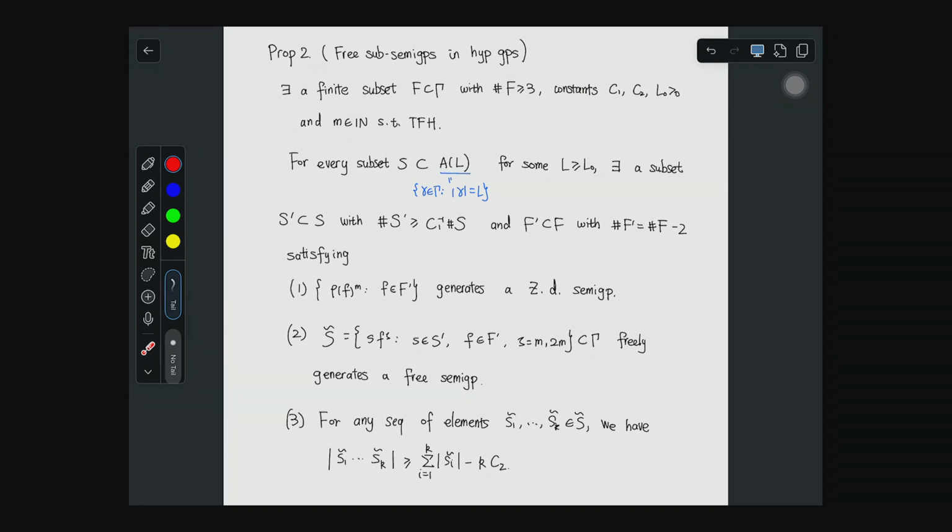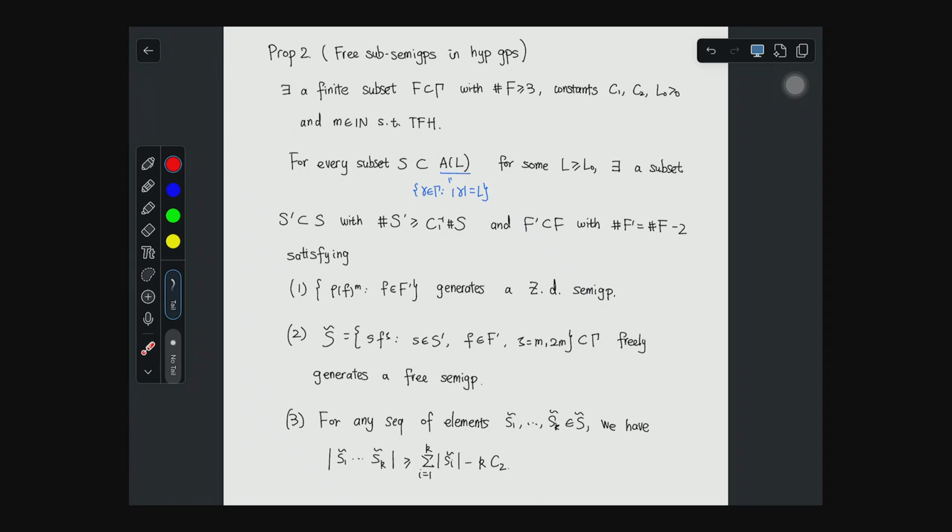So the point is that first I have a set F, and then the second input is that you give me any annulus A_L, so these are the set of words with length L, and any subset S in this annulus. Now I can find a large subset S prime in this S, with cardinality of S prime greater than or equal to some constant times the cardinality of S.